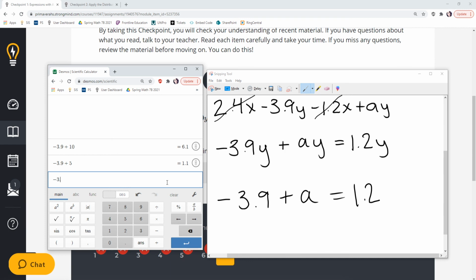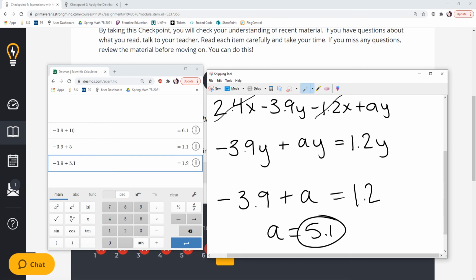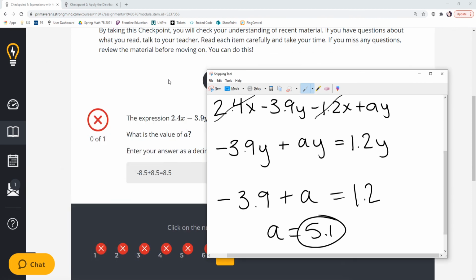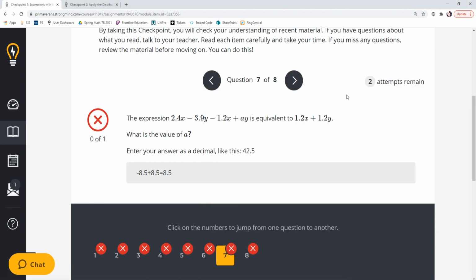So let's try adding some decimals to the 5. Let's try 5.1 and see what we get. And when I try this 5.1, that gives me 1.2, which means that this missing number that we need for this problem is right here, this 5.1. So a is going to be 5.1. So the missing value of a is 5.1.